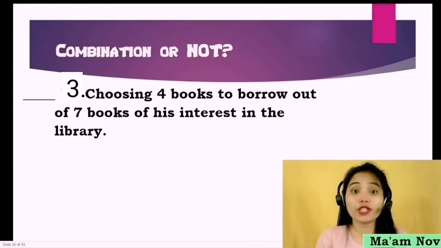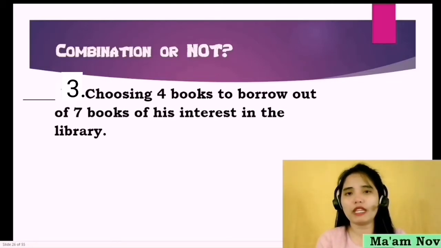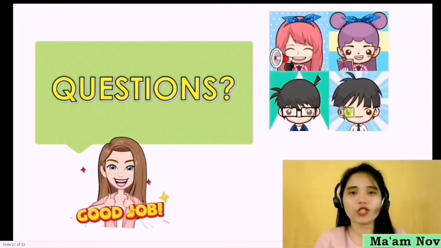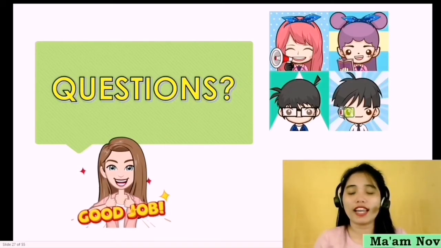And so on. Choosing 4 books to borrow out of 7 books of his interest in the library. So, let's say, pinili niya math, science, English, and Filipino. The same lang ba kung pipiliin niya English, math, Filipino, and science? The same lang. Meaning, the order is not important and that is a combination. Do you have any questions? So, klaro na ba? Ano ba talaga ang combination?